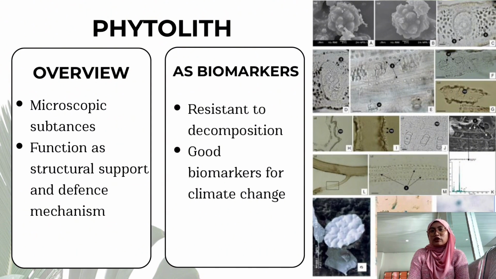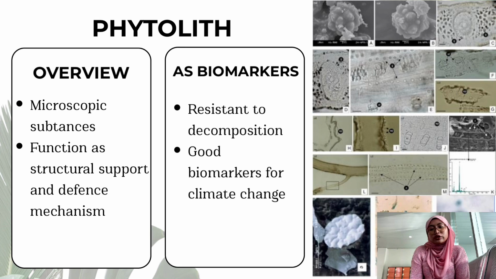Phytolith is a microscopic silica substance that we can find inside the various cells of the plant. It is very tiny in size and we cannot see it with the naked eye. Phytolith functions as structural support and defense mechanism for the plant. Typically, phytolith color is white or colorless and they owe this appearance to their silica composition. So due to phytolith silica composition, phytoliths are resistant to decay and this makes phytolith a powerful and good biomarker for us to record the climate change.